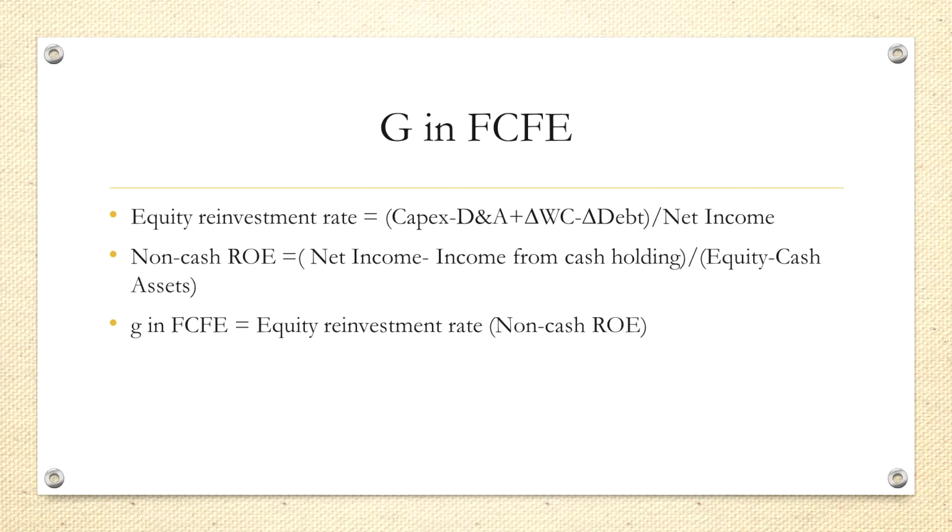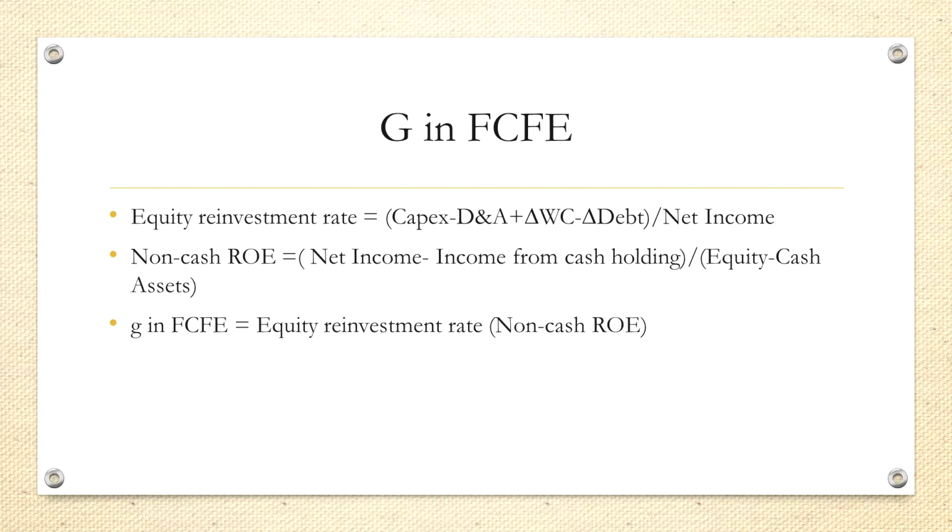Non-cash ROE actually excludes cash in calculating this ROE, which equals net income minus income from cash holding, divided by equity minus cash assets. For most companies, you don't need to worry about this because companies typically don't hold a lot of cash. But nowadays, you see a lot of high-tech companies, and some companies in other areas, do have a large amount of cash holding. If that is the case, then we have to use this non-cash ROE, net income minus income from cash holding, divided by equity minus cash assets.